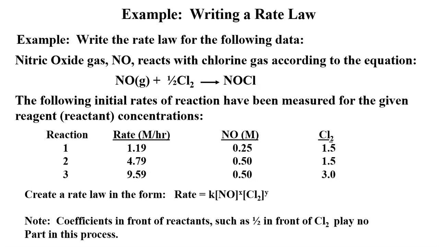So create a rate law in the form of rate equals k times the concentration of NO raised to some unknown power x times the concentration of Cl2 raised to some unknown power y. Note, the coefficients in front of the reactant, such as the 1/2 in front of Cl2, play no part in this process. So don't think that they are the exponents or that they have anything to do with multiplying. That 1/2 has nothing to do with it. No coefficient in front of a reactant has anything to do with this process.